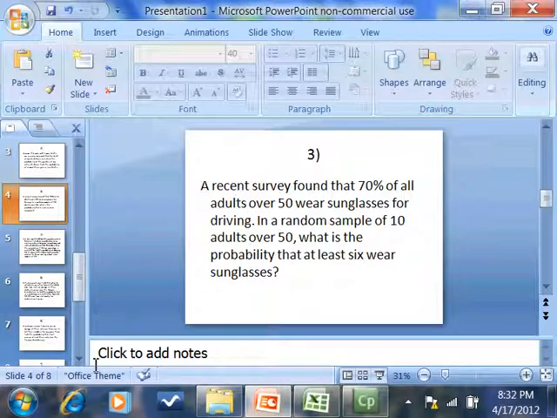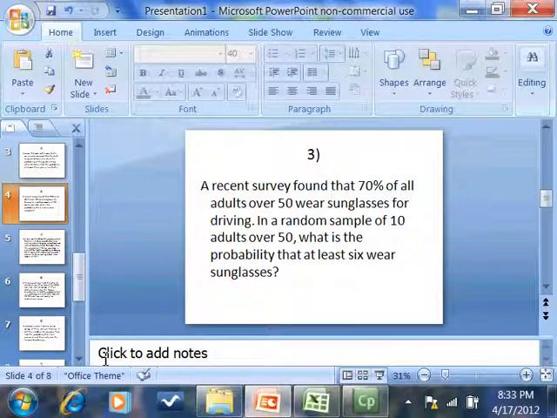Number 3: a recent survey, and so on. I'm scanning through looking for Poisson. I don't see the word Poisson anywhere, so I can assume it's binomial. I'm not going to be tricky on this. I'm not going to throw a Poisson on there without it actually telling you it's a Poisson distribution.